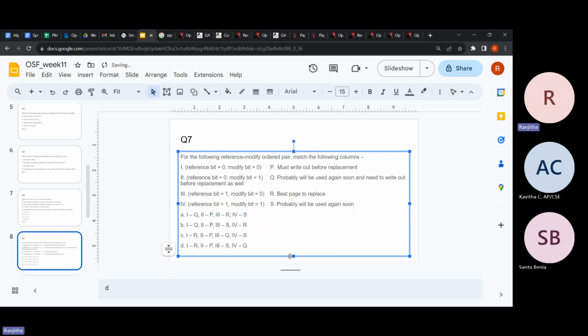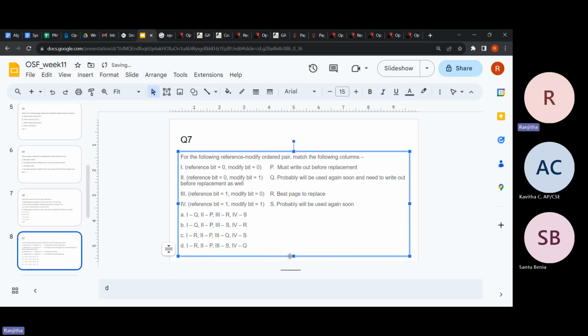Okay. So reference bit 0, modify bit 0 means this is the best choice for replacing. So it implies that it is not recently referred and there is no write back needed. It's not modified also. So this will be the best page to replace. So 1 will match with this R.